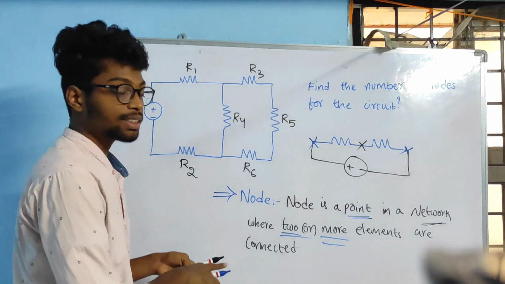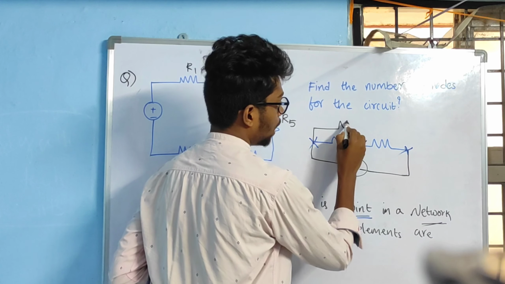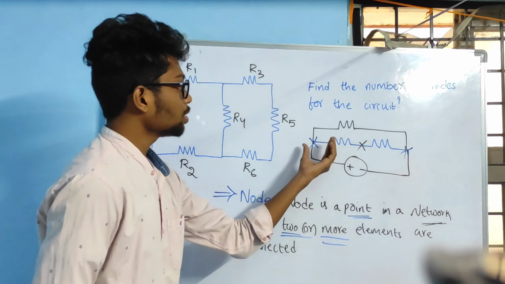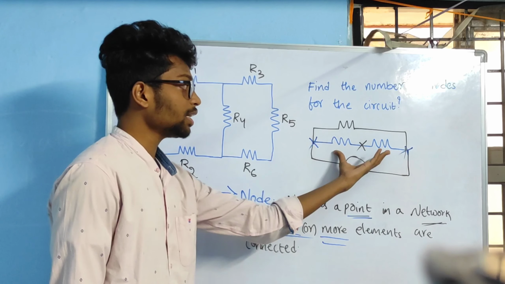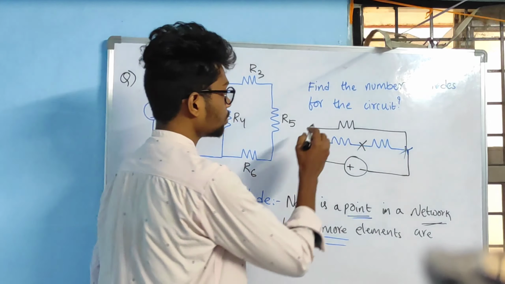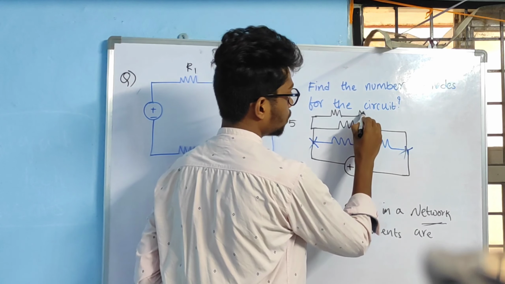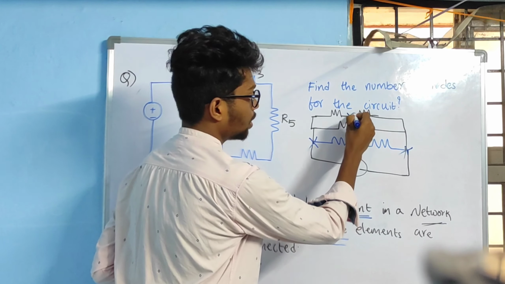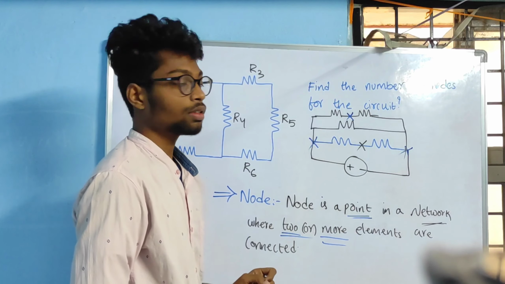Okay, let me take another example. I am taking a parallel resistance over here. If you check this circuit compared to the previous circuit, you can see there is no change in nodes. Let me show you another. I am drawing two series resistances across this. Over here you can see another node. Node 1, node 2, node 3 and node 4.